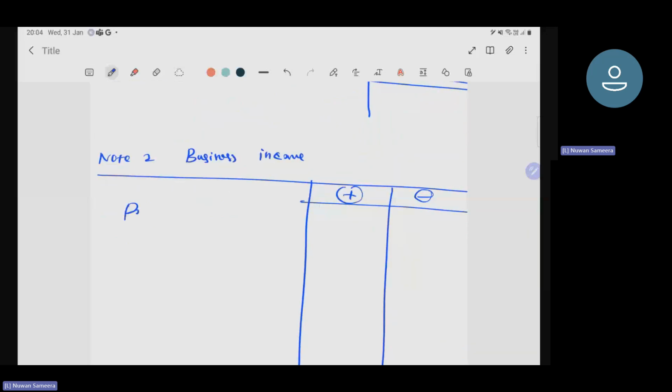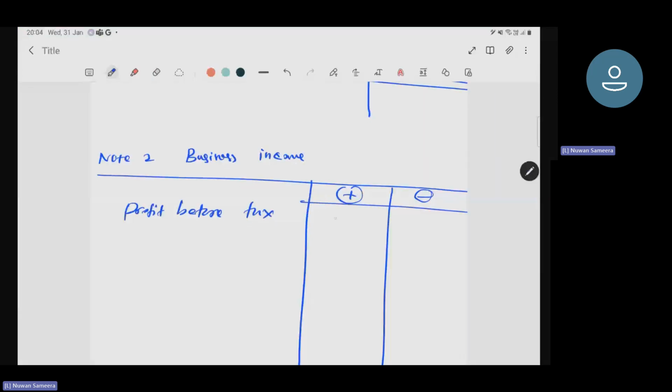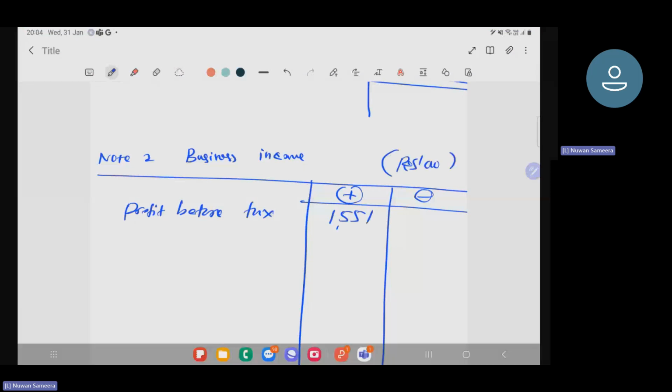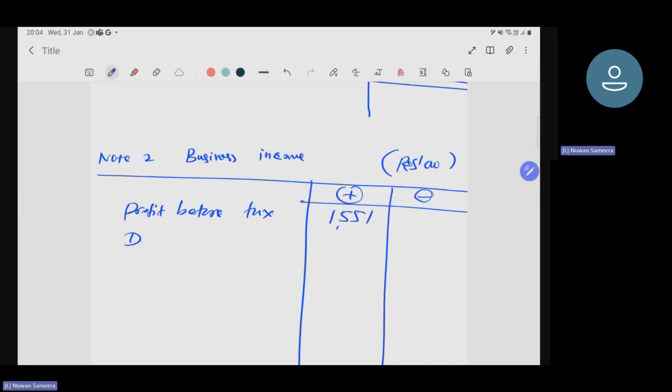So here, profit before tax. In this case, the profit before tax means the net profit. The net profit given here is 1,551, rupees in thousand. Right. So when you calculate this 1,551, these expenses, staff salary, rent, electricity, water, telephone, other expenses are allowed. But guys, the depreciation is not allowed. So the depreciation you need to add back, but instead of that, you can calculate the capital allowance.